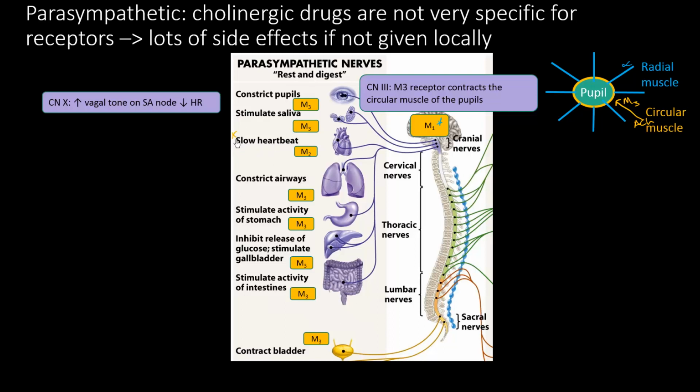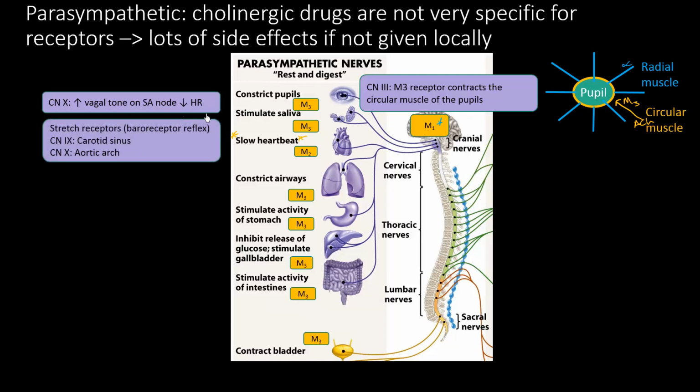But an important one right here is the slowing of the heartbeat. We covered that in our previous lecture. Increased vagal tone on the SA node decreases the heart rate. But what we did not cover was how it does this. And so you've learned this before in physiology, the baroreceptor reflex. And this is a huge place on the boards. They love to ask questions because it shows the interaction of pharmacology with physiology.